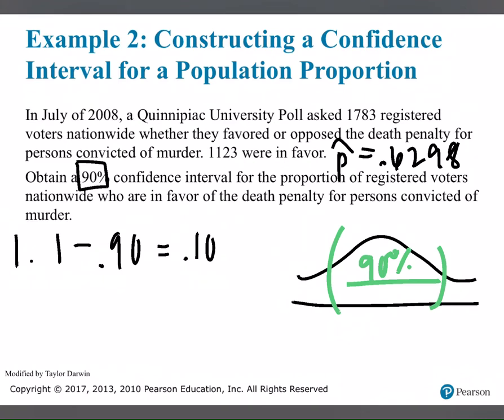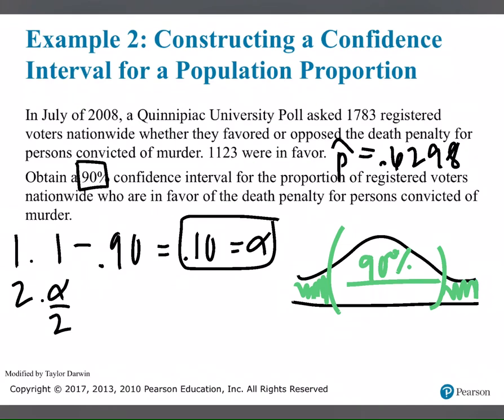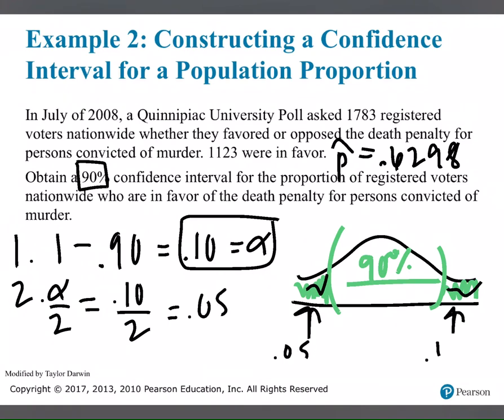And that 10% is going to be out here and out here. It's going to be on what we call the tails. And so that's why in step 2, if that equals my alpha, step 2 says to find alpha divided by 2. The reason we do that is because there's 2 tails. So I'm going to do that, 0.10 divided by 2, so 0.05. So there's basically 5% in each tail.